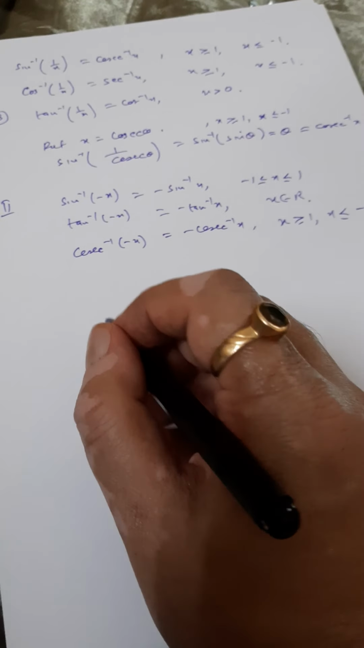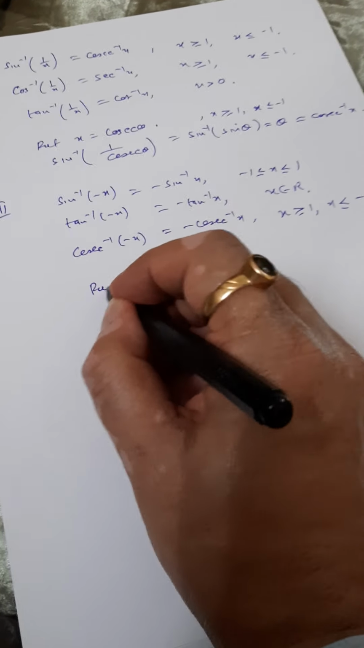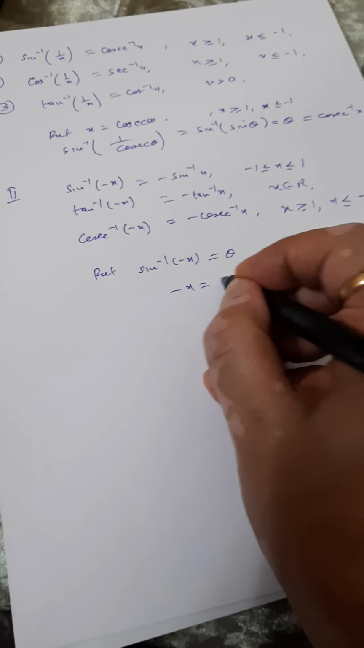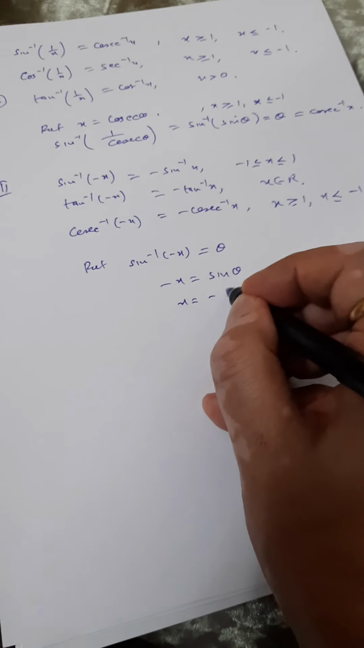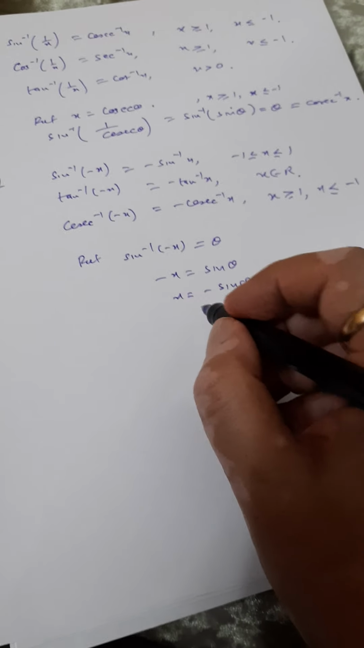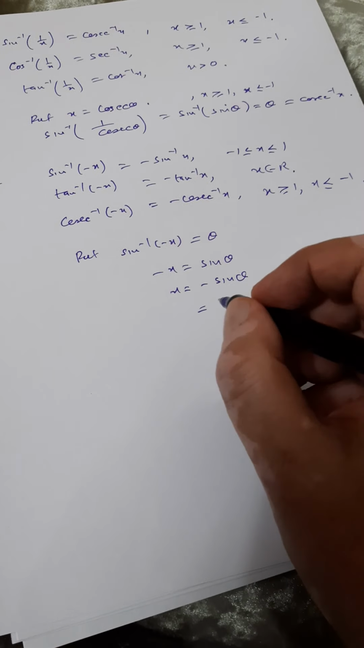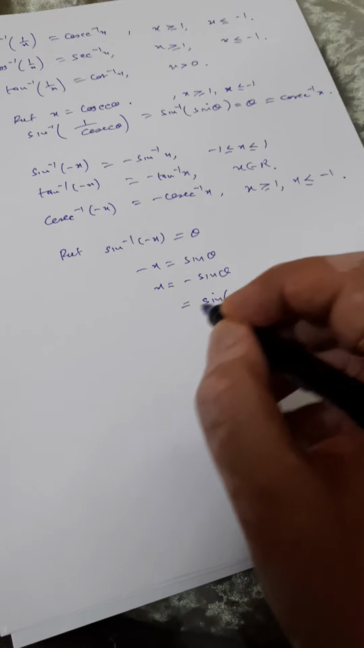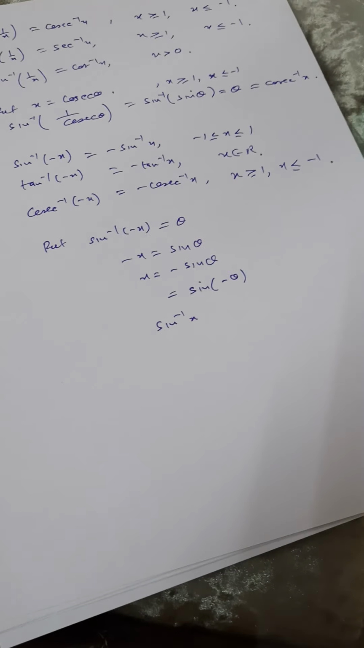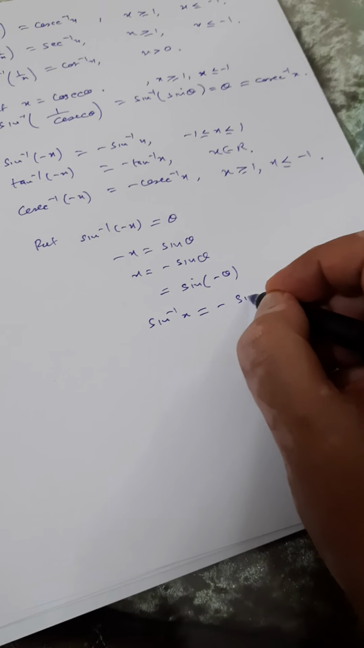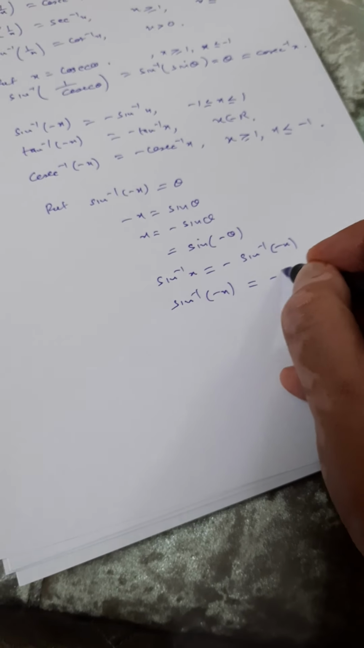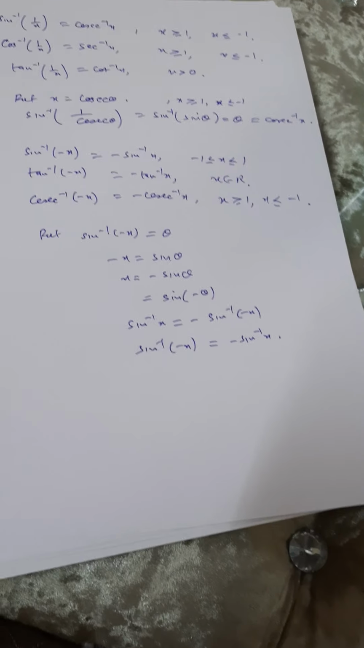Now to prove it, you put sine inverse minus x equals theta, so minus x equals sine theta, x equals minus sine theta. This means x equals sine of minus theta. So sine inverse x is equal to minus theta. This is sine inverse minus x. So sine inverse minus x equals minus sine inverse x. So this is the second case.